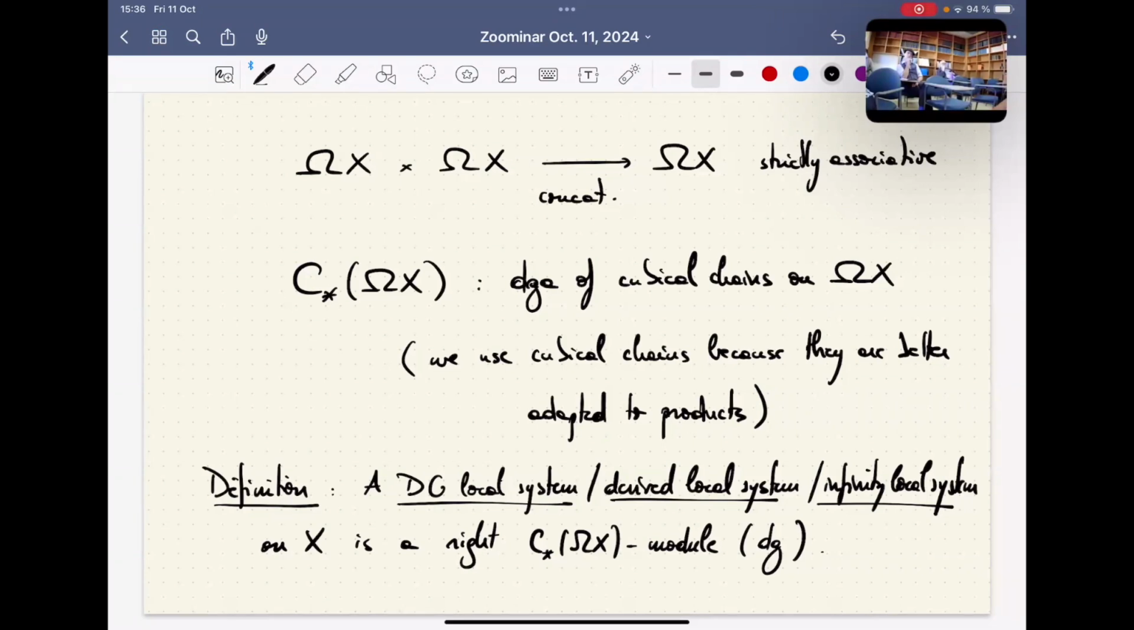I will also use cubical chains. They are easier to work with than singular chains when we speak about products. So this is a DGA. And by definition, a differential graded local system, sometimes called a derived local system, sometimes called an infinity local system, is a right module over the chains on the based loops. That's my definition. So it's a chain complex that has a right module structure over the DGA of chains on the based loops.